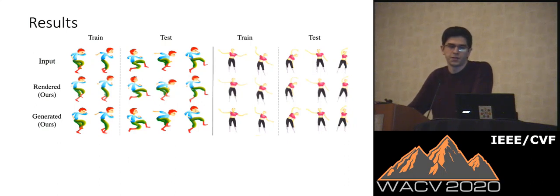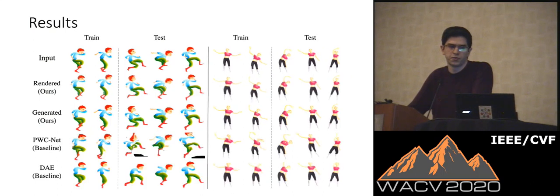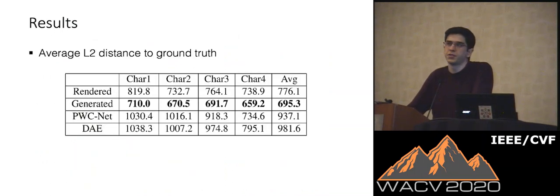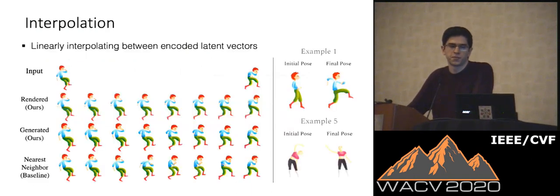Here we show results on train and test samples for different characters and compare it to optical flow approach, PWCnet, and a deformation approach, DAE. Here we show results on additional characters. In terms of average L2 distance to ground truth, our method outperforms the baselines.